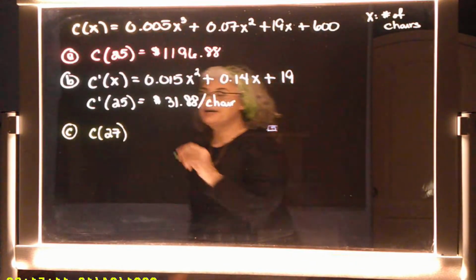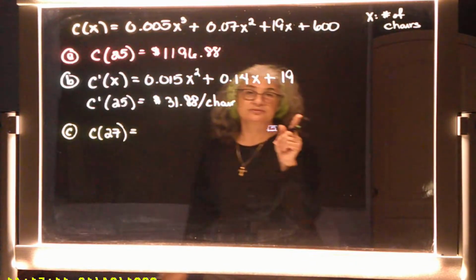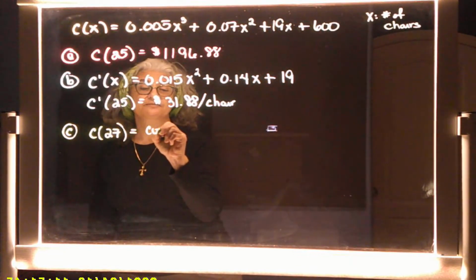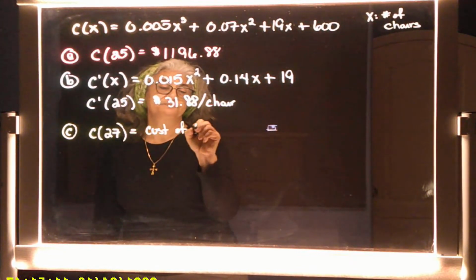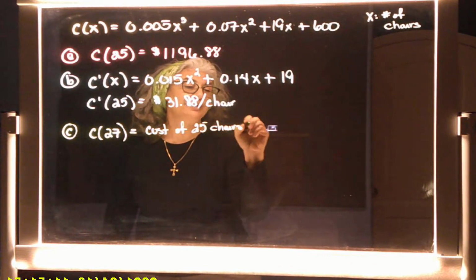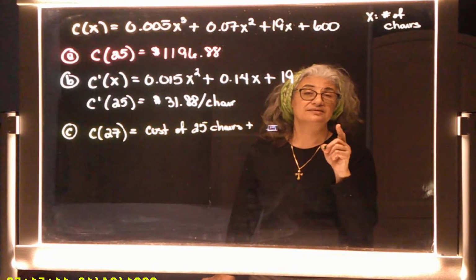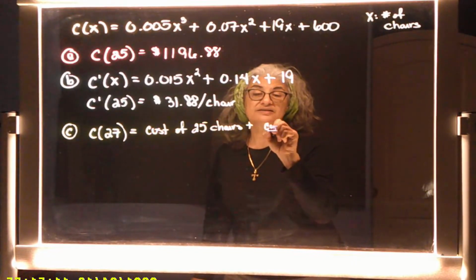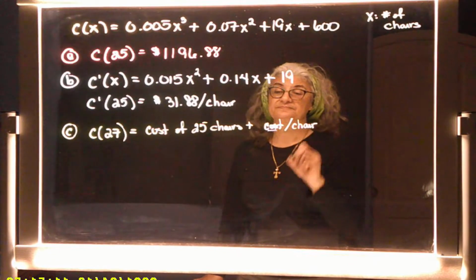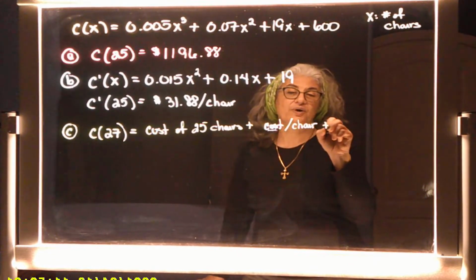So now let's think about it. If I knew the cost of 25 chairs, which we do, don't we? And I was able to add to it the cost per chair, and I'd have to add that twice, wouldn't I?